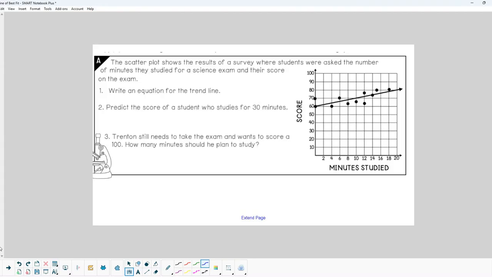All right, let's do another one. A scatter plot shows the result of a survey where students were asked the number of minutes they studied for a science exam and their score on the exam.